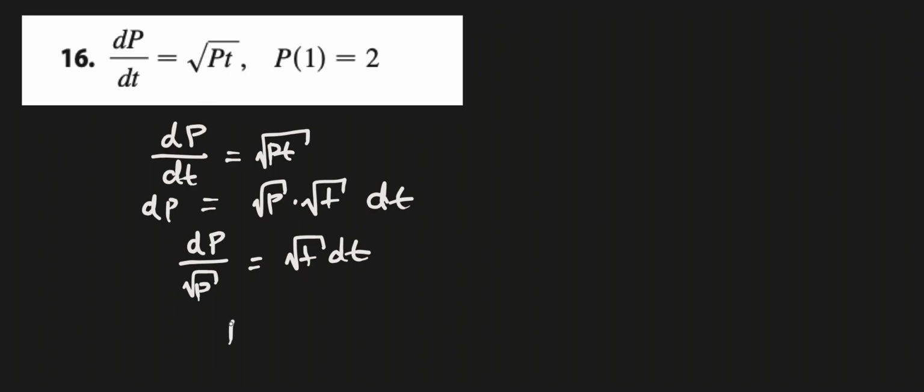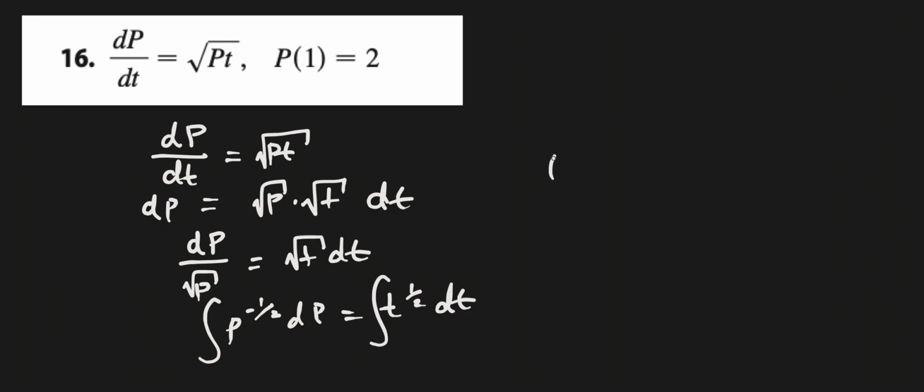So this, let me write this as an exponent. This is p to the negative 1/2 dp is equal to t to the 1/2 dt. If we integrate both sides here, this is going to be equal to p to the negative 1/2 plus 1, which is 1/2, so it's a square root of p. And then we're going to have a 2 over here because we're dividing by 1/2. This is equal to t raised to the 1/2 plus 1, which is 3/2, so t to the 3/2 over 3/2, plus c.